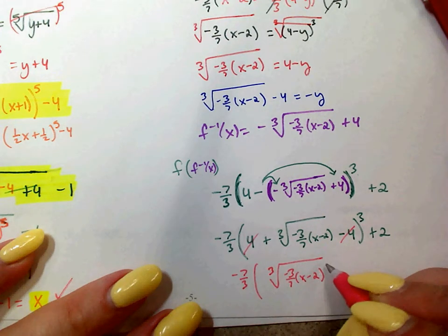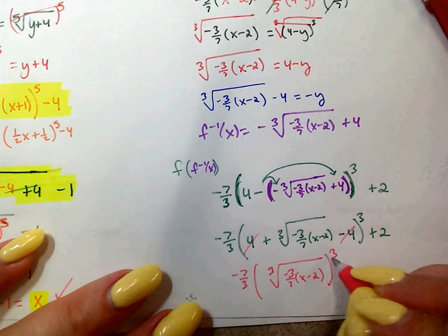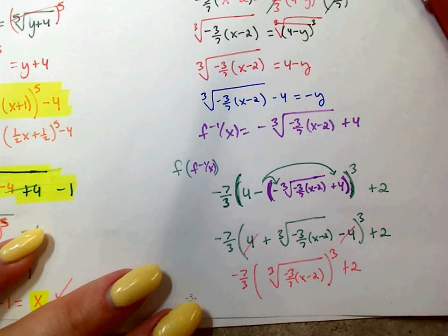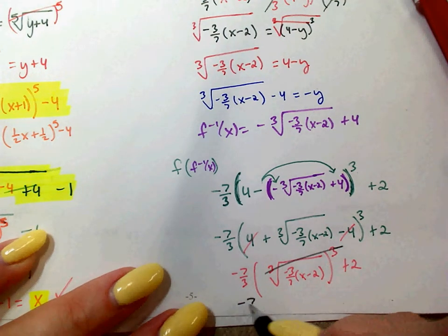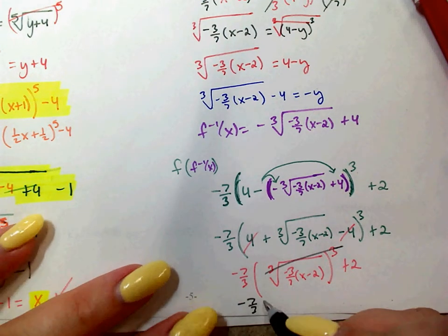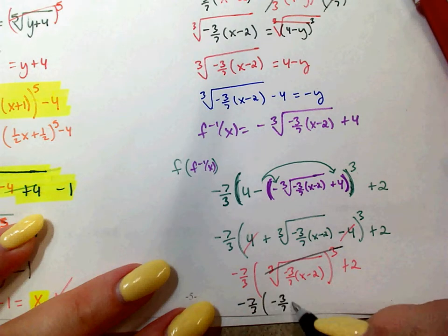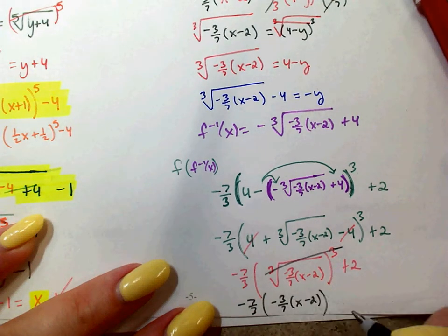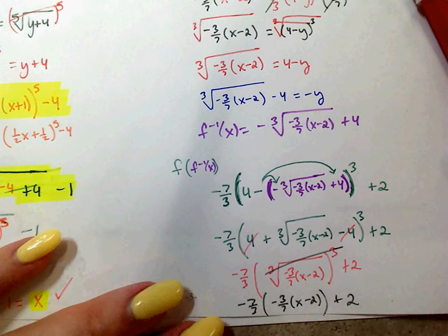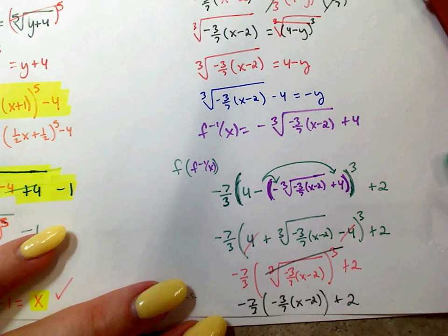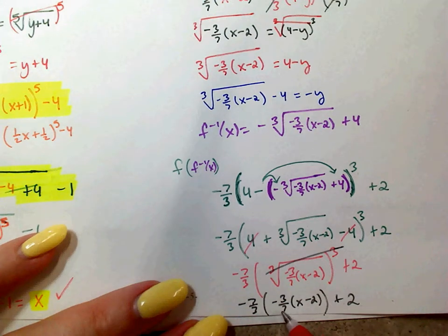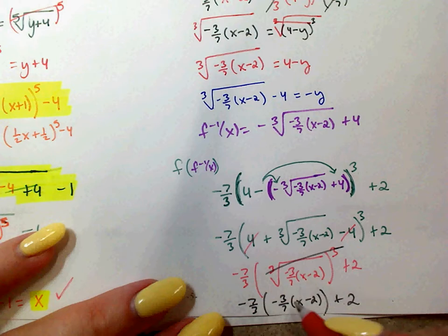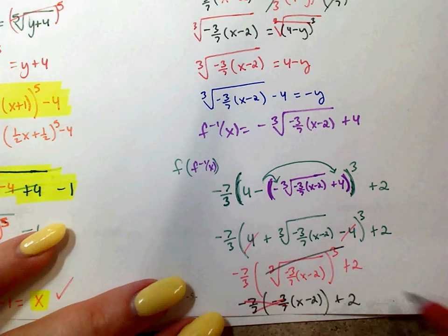Plus 2. Well, the quantity cubed and the cube root simplify each other out, and I'm left with negative 7 over 3 times negative 3 over 7 times x minus 2, plus 2. Negative 7 over 3 times negative 3 over 7 is being multiplied times just the quantity x minus 2. Those simplify down to 1, and so I'm left with x minus 2 plus 2, which is x.